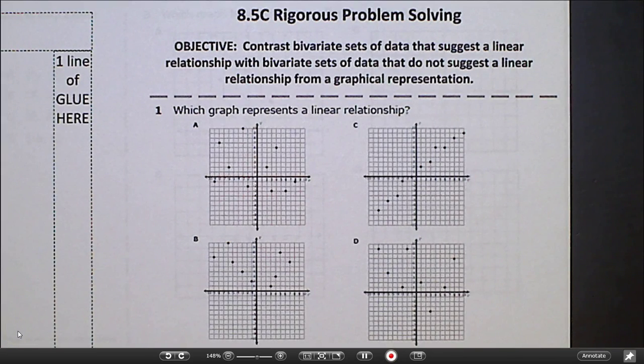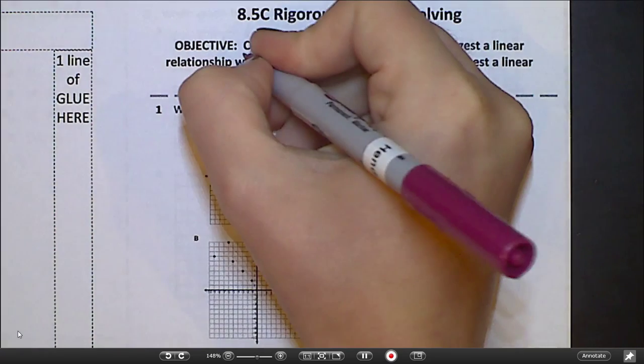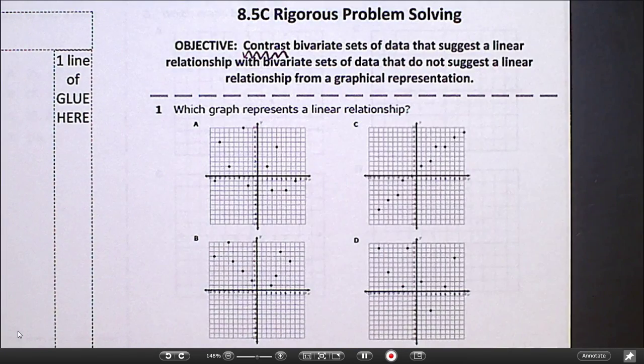Alrighty, so our next task today is just a few more problems about looking at scatter plots. Your objective is to contrast, so the key word here is contrast. We're going to see how they're different. Bivariate sets of data. Now I want to point this out because I didn't point this out in the last video. The word bivariate is very scary, kind of like that word that we talked about a couple of weeks ago.